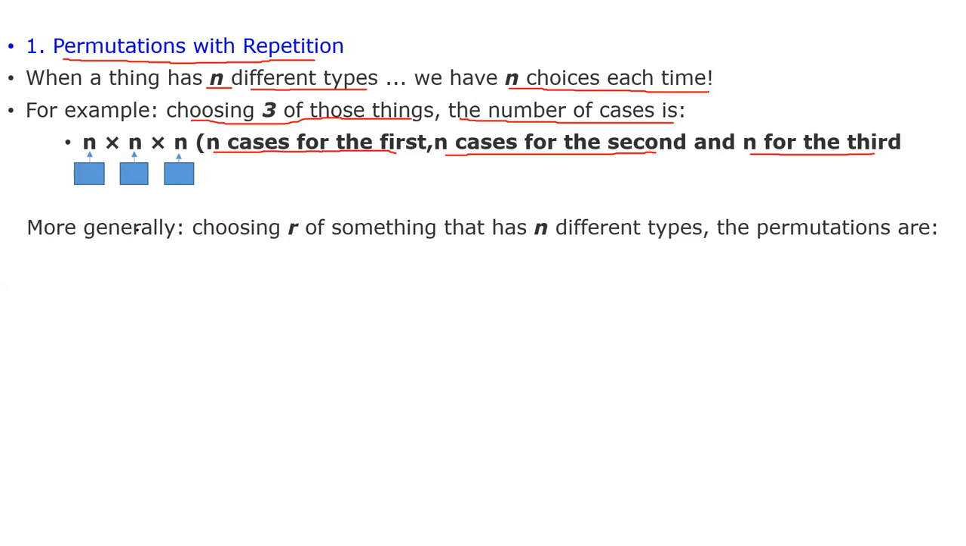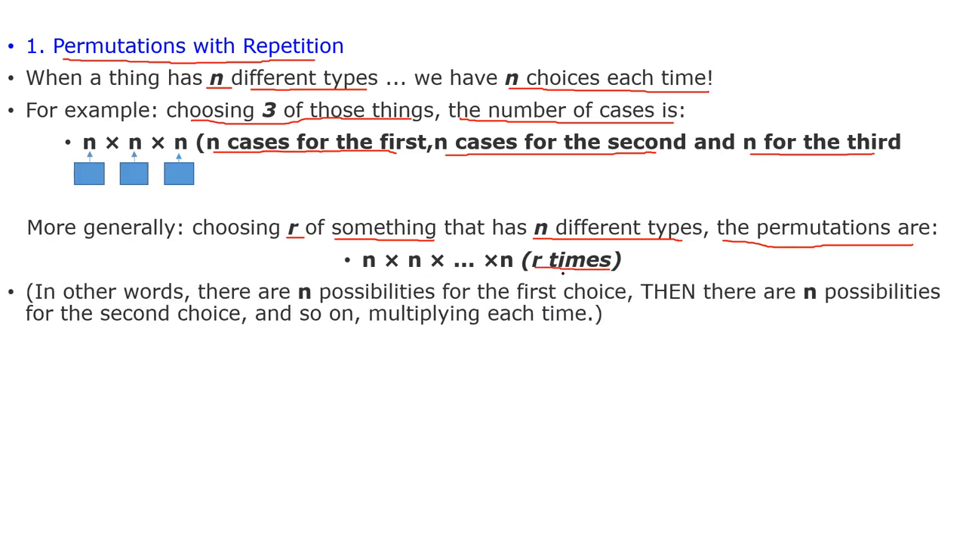More generally, choosing R of something that has n different types. قديش بيطلع ال permutations؟ How much will the permutations be? N, how many times? R times. So we get n to the r. Not necessary to write هاولي هون.